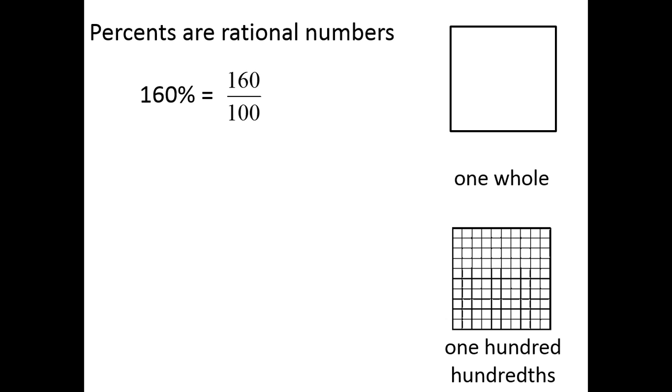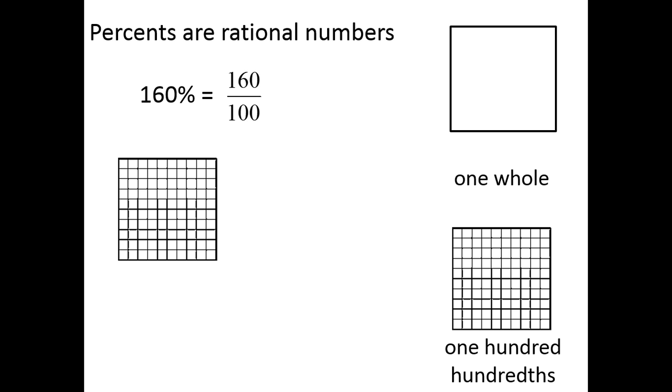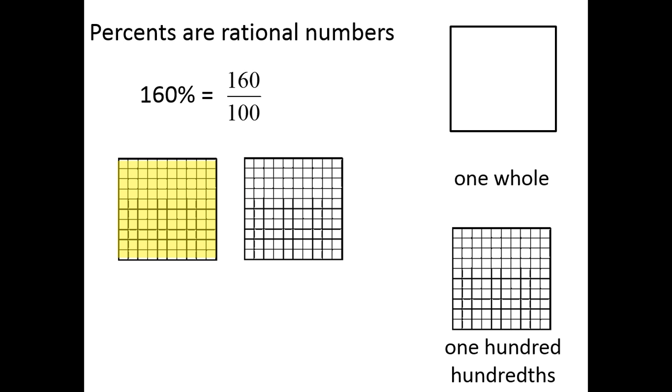160% would mean 160 hundredths. And what would that look like? Well, we know that one whole is divided into 100 hundredths, and then we need 60 more hundredths to have 160 hundredths. So 160% is actually more than one whole.